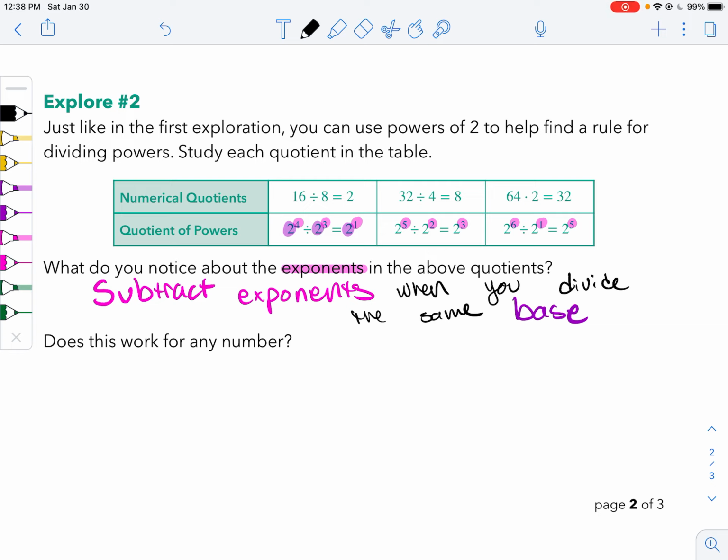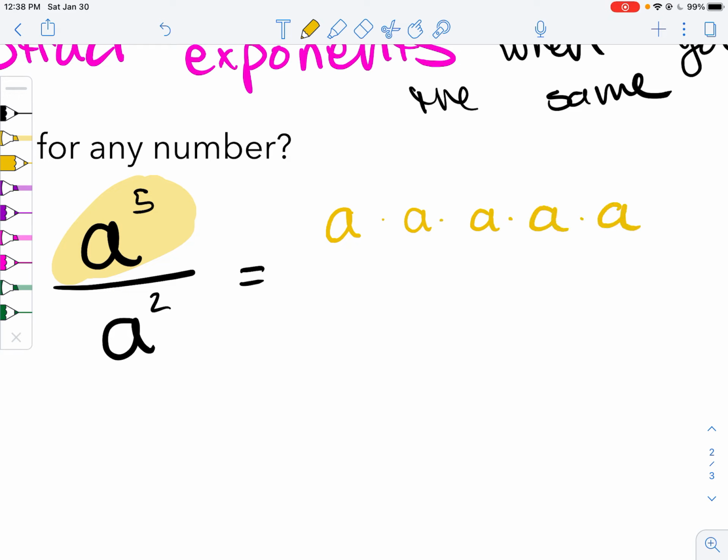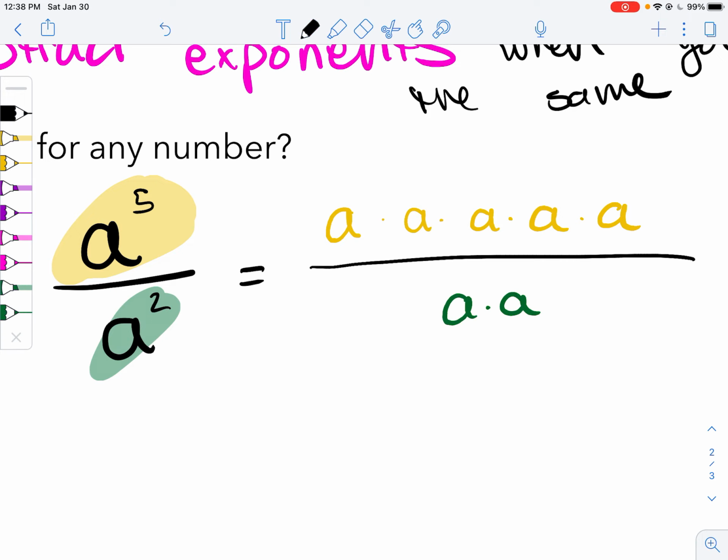Now, does this work for any number? I claim it does. Let's say we take literally any number, raise it to some power. I'm just going to pick 5 because it's fun. And we're going to divide by the same number squared. Why not? Remember that a raised to the 5th power means you multiply it 5 times: 1, 2, 3, 4, 5. And then squared means it's twice: 1, 2. And dividing means dividing.